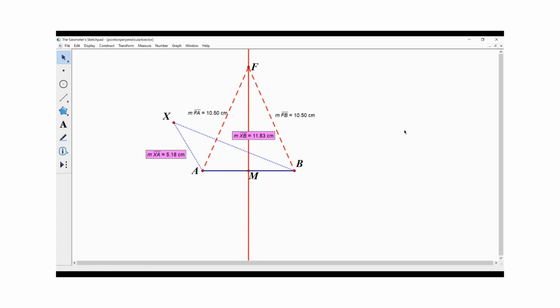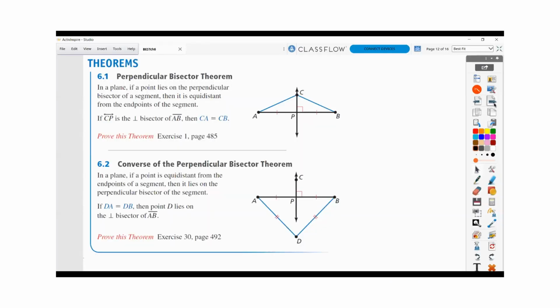So with that in mind, now we can go to our theorem. Our theorem for this says both are true, both ways. If a point is on the perpendicular bisector of a segment, then it's equidistant from the endpoints. The converse is also true. If a point is equidistant from the endpoints of a segment, then it lies on the perpendicular bisector of the segment. So because it works both ways, these can be combined as a biconditional.